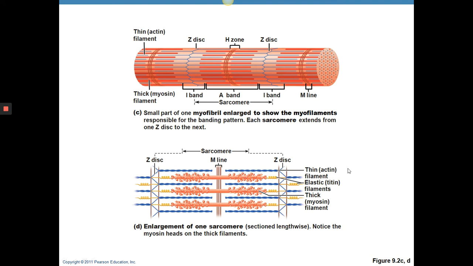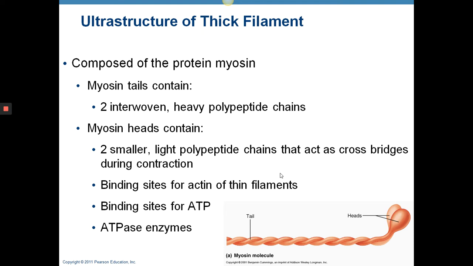Again, I'm going to show you this. It's a lot easier to show you, I think, than just to talk about it. So just keep in mind that's what the sarcomere looks like. We have the actin and myosin, and they are going to pull against one another to pull those Z discs in towards the M line. So here we can see myosin. We have two interwoven heavy polypeptide chains, and the myosin heads contain two smaller light polypeptide chains that act as cross bridges. We're going to look at that cross bridge formation in a minute. It requires ATP for the filaments to slide past one another. So ATP is going to be involved, and we have an enzyme, ATPase, to help catalyze that reaction to get this going.